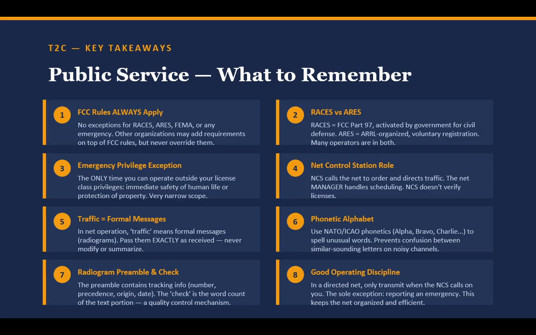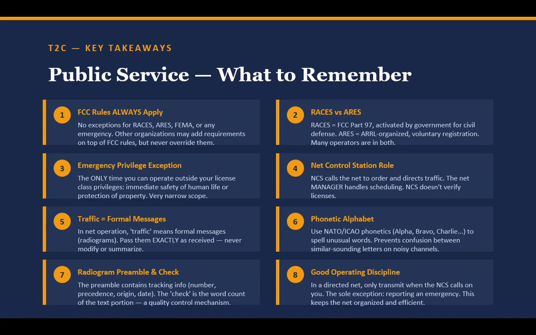Number 7, the radiogram preamble and check. The preamble contains tracking info. So that message that I received, I'm not sure that I did all this exactly because I didn't know at the time, but I should have had probably a form or something, or it should have been given to me this way as it started, that there should be some tracking info, number, precedence, the origin, and I think a lot of that was in there. There was a lot of that information in there, the date that it originated. And then the check is the word count. Now, I know that part wasn't in there in what I took, but the word count of the text portion. And it's just a quality control mechanism.